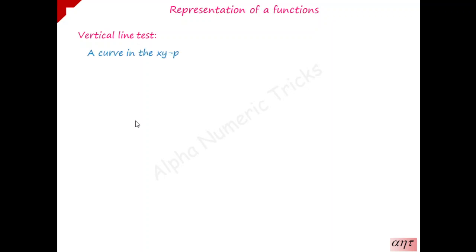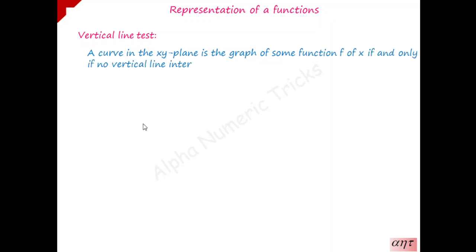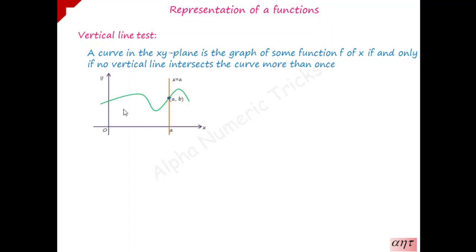To check whether the given curve is a graph or not, we have to use the vertical line test. For that, we have to consider a curve in the xy plane. This is the xy plane. Under that, you have to draw a vertical line which touches the curve at a point, at one or 2 points, whatever the points may be.